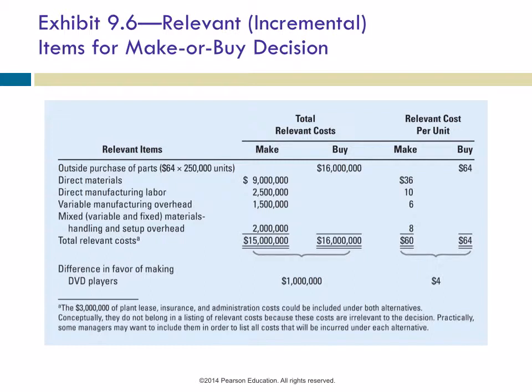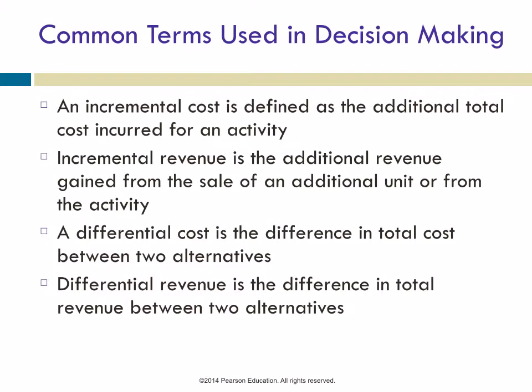So by breaking it down into relevant costs and then analyzing cost per unit, we can determine not only which one makes more sense from a cost standpoint, but also we can take that information, compare it to what we know quantitatively and qualitatively about the process, and determine whether it's a good decision.